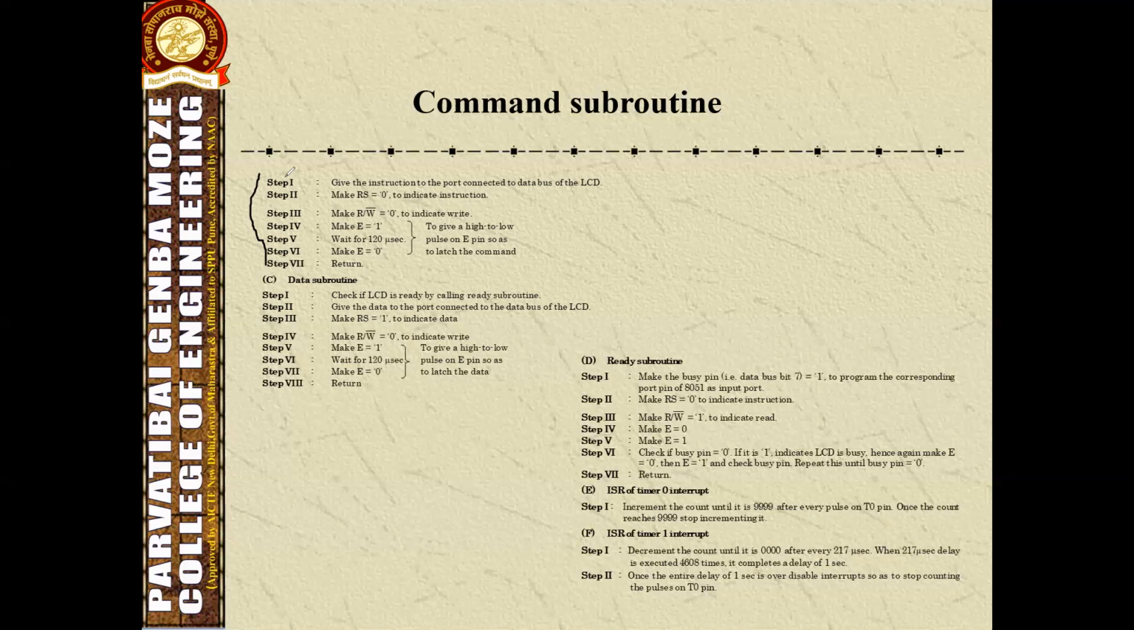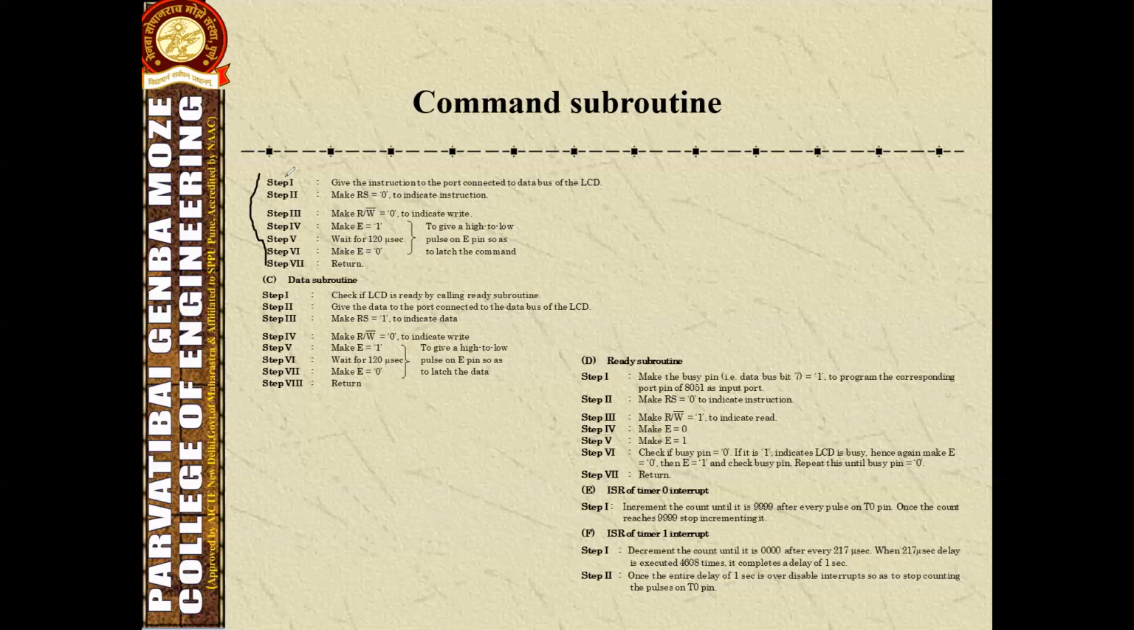These steps are nothing but giving a high to low pulse on the E pin so as to latch the command. For latching, these steps are required in the command subroutine. First, we provide a low signal on RS and the read/write bar pin. After that, we provide a high signal on enable, wait for some time and reset it. So what happens? It provides a high to low pulse on the E pin, so it latches the command.